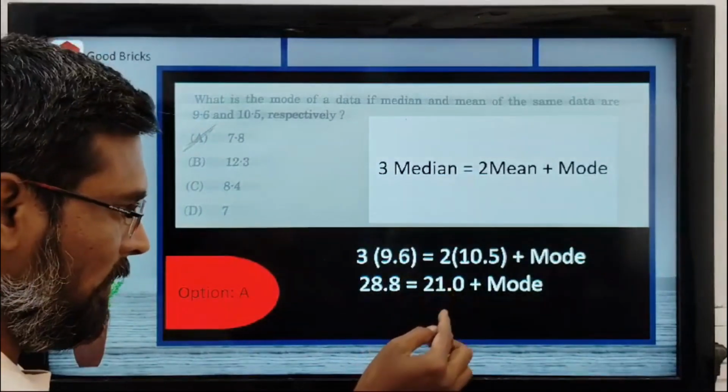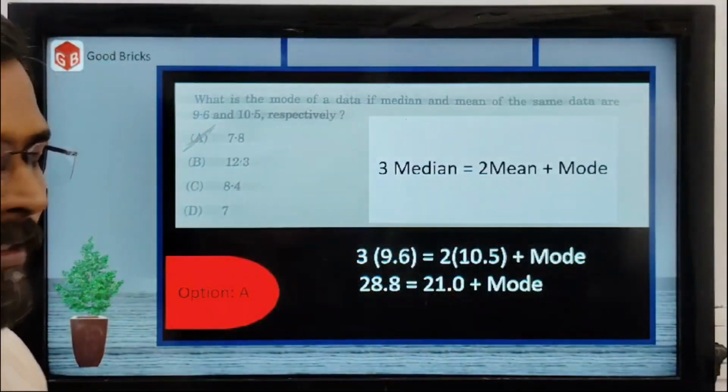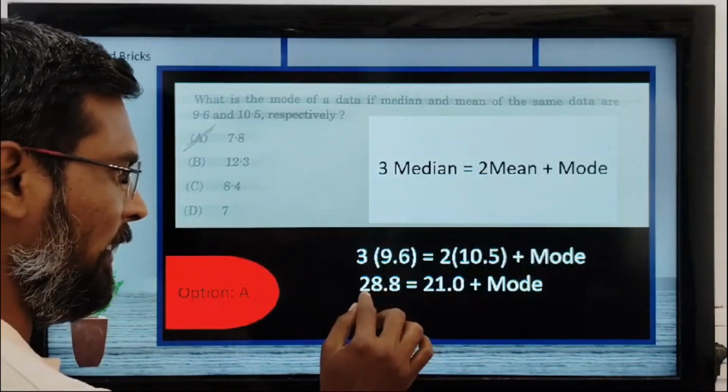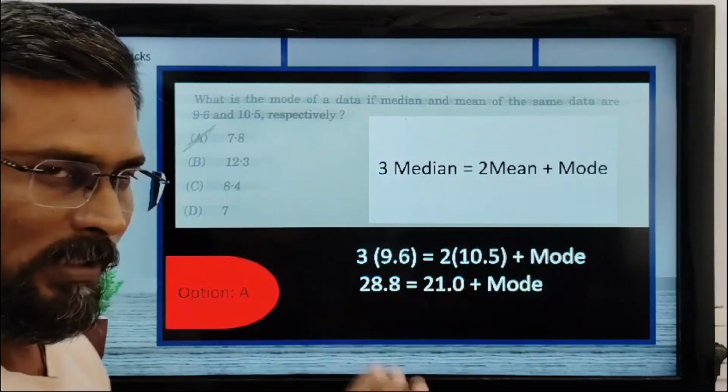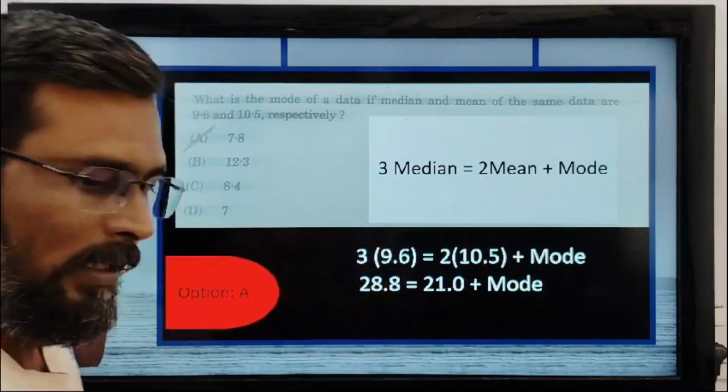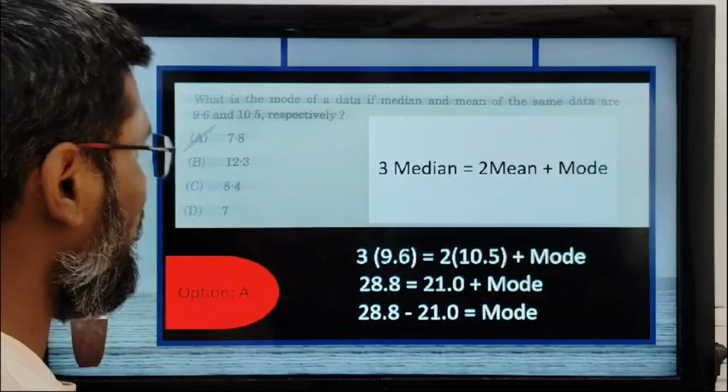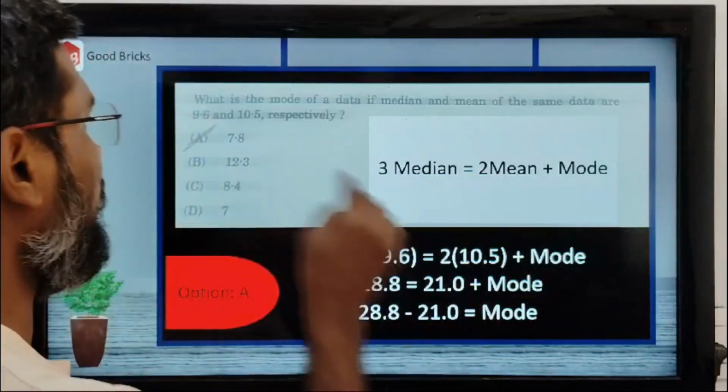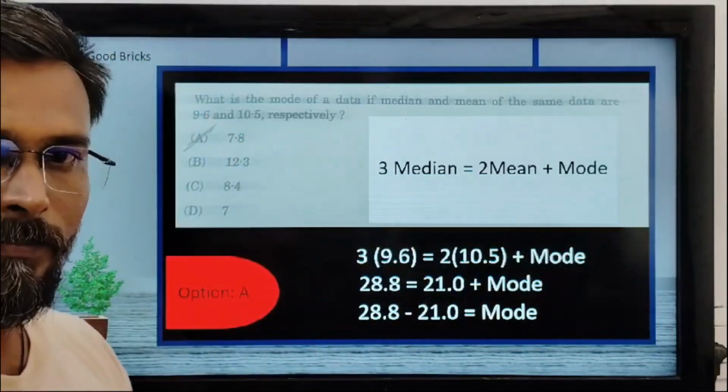Now, if you take this 21.0 towards the left side, then you have to subtract. So 28 minus 21 is nothing but 7. But here we have 0.8. So that is why you have to select option A as the correct answer.